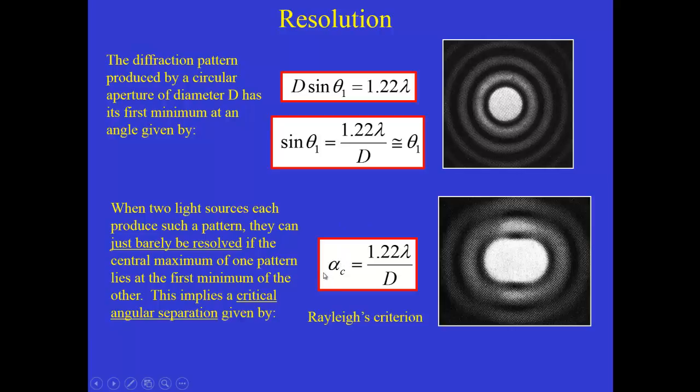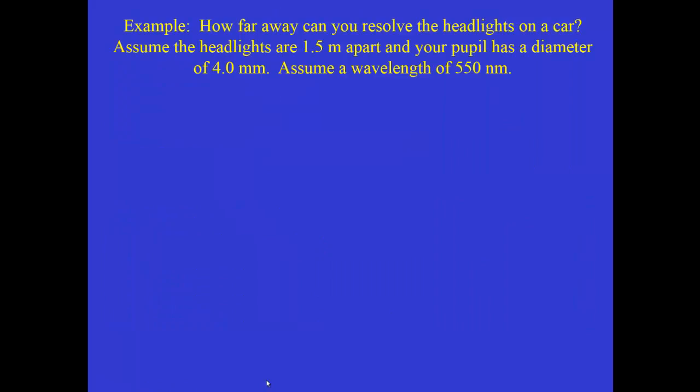So alpha is just another symbol for that angle, but we call it alpha c because it's the critical separation. Two sources that have an angular separation greater than or equal to this will be well resolved for a wavelength λ and for the diameter d. And you can see that if d gets smaller, then the angular separation needed to resolve them gets bigger. So the smaller the hole, the harder it is to resolve these two different sources and see them as distinct sources. So let's do an example problem.